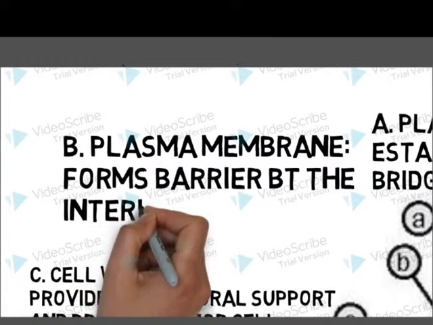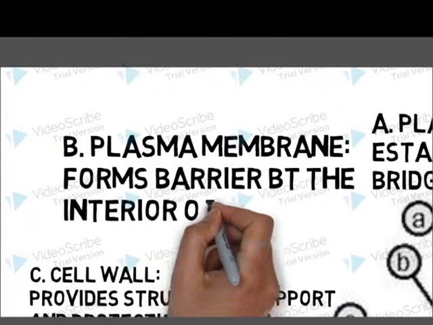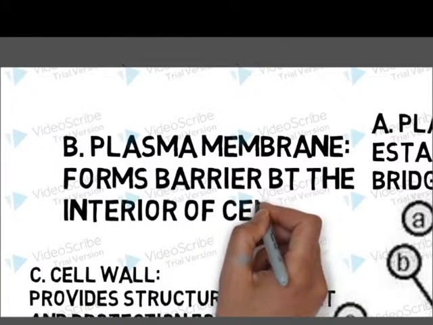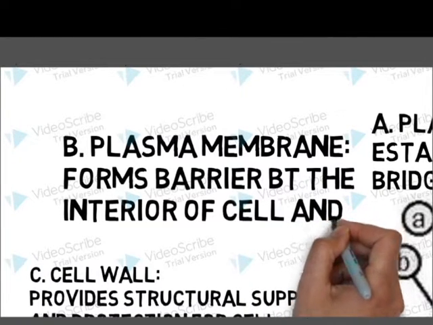The plasma membrane is provided its structure through lipid molecules, and the most abundant of these lipid molecules are phospholipids.